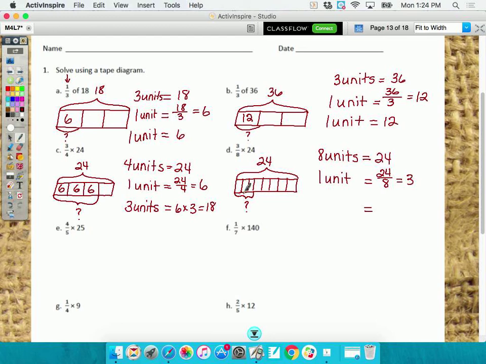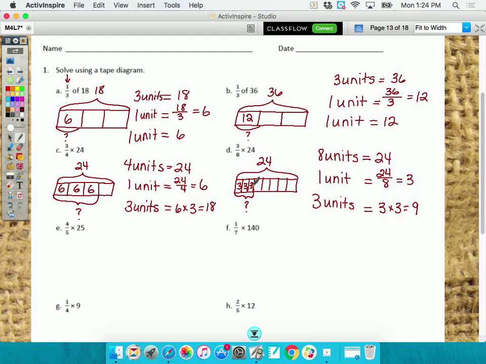And how many units is it asking? Times 3. 3 units. So 3 units times 3 equals? 9. Let's see if that looks right when I write it in there. Yep, we did it right.